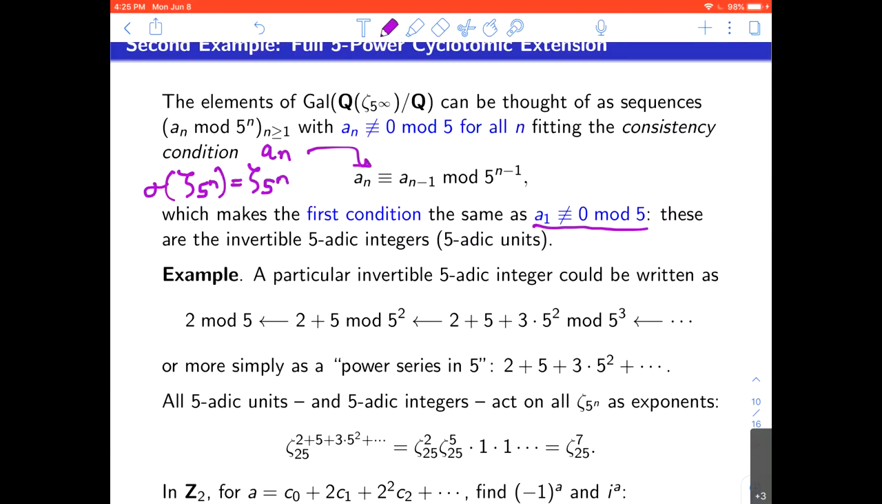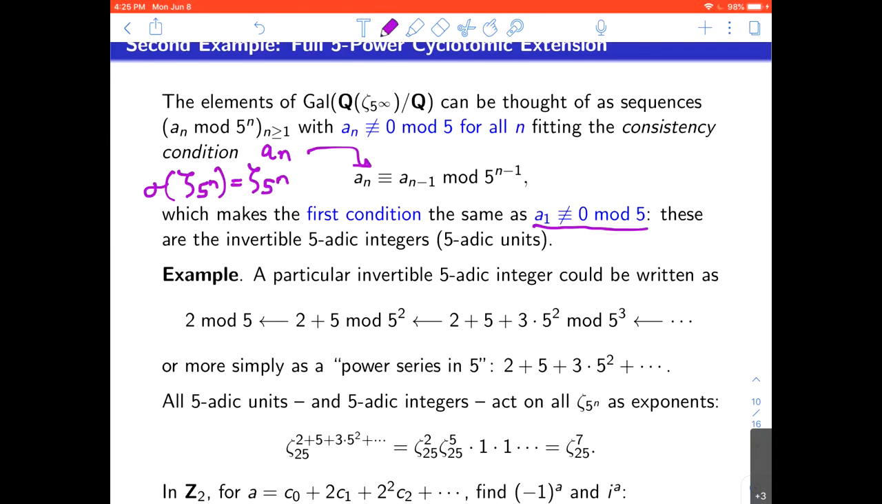And so here's an example. Start with 2 mod 5. You want the 5th roots of unity to be squared. You could decide you want the 25th roots of unity to be raised to the 7th power. Then you could decide you want the 125th roots of unity to be raised to the, 75 plus 7 is 82? 75, yeah, something like that. Anyway, and so you could write out the effect on the 5th power roots of unity as raising those numbers to a single 5-adic integer.